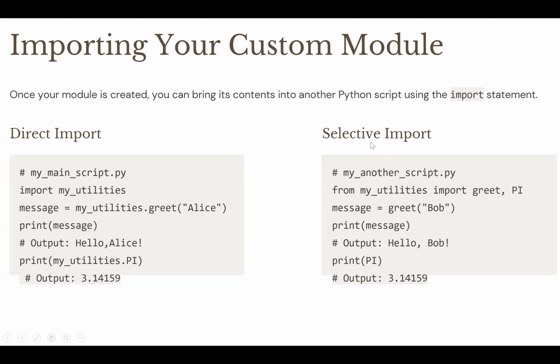Here, if you use selective import, no need to write module name dot operator here. Directly we can use the members. Then if you print it, it is going to print as hello Bob. Then if you print pi, it is going to print the value of pi. This is the way how we can import custom modules.